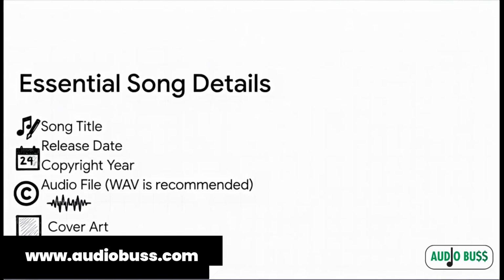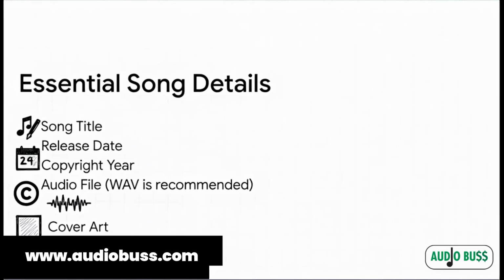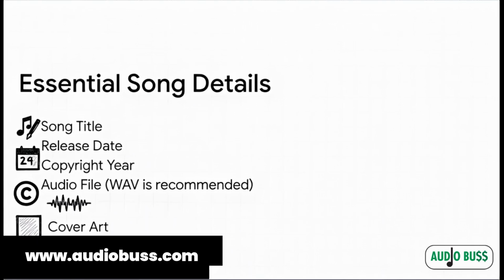Okay, so let's call this your pre-release checklist. Before you even think about clicking that Create Release button, do yourself a favor and have these 5 things ready to go. You'll need the basics, your song title, when you want it to come out, and the copyright year. But the 2 big ones are your audio file. And please, for the love of sound quality, use a WAV file if you have it. And of course, your cover art.